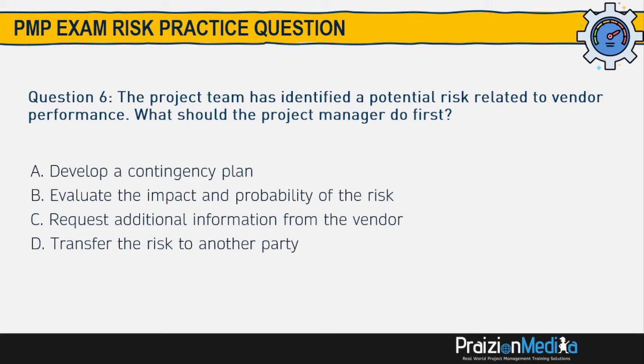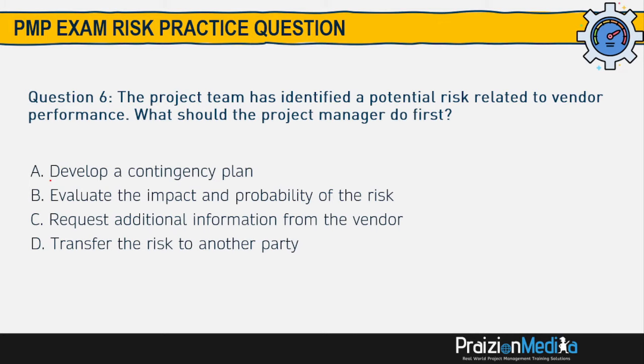A contingency plan is a plan that is used if a risk happens. It's like accepting the risk and saying, well, if it happens, this is what we're going to do. That is not very proactive. So it wouldn't be the first thing we would choose. But let's see if B is better.